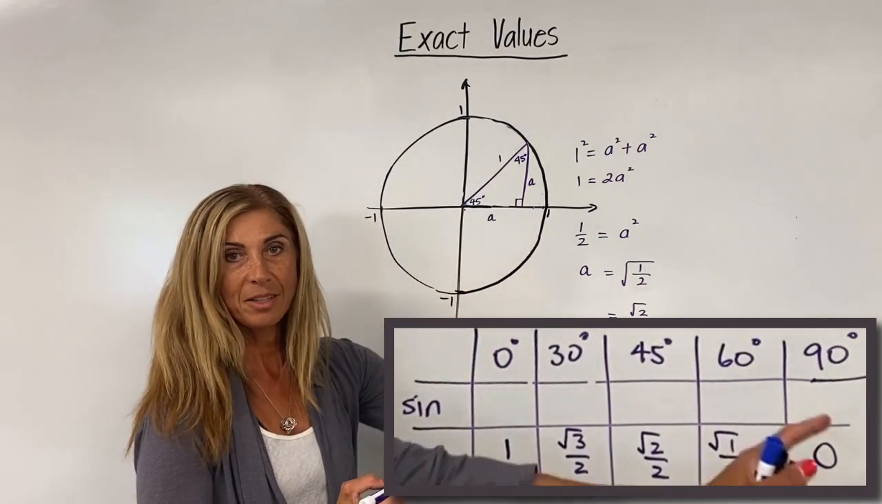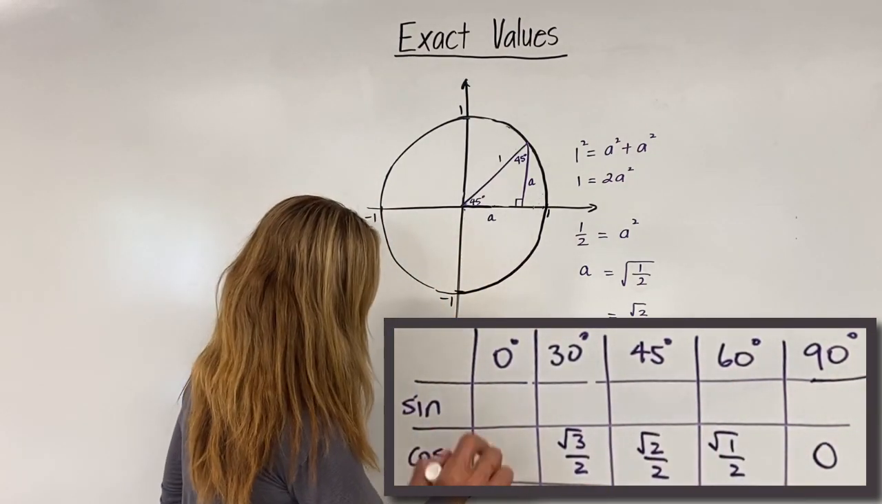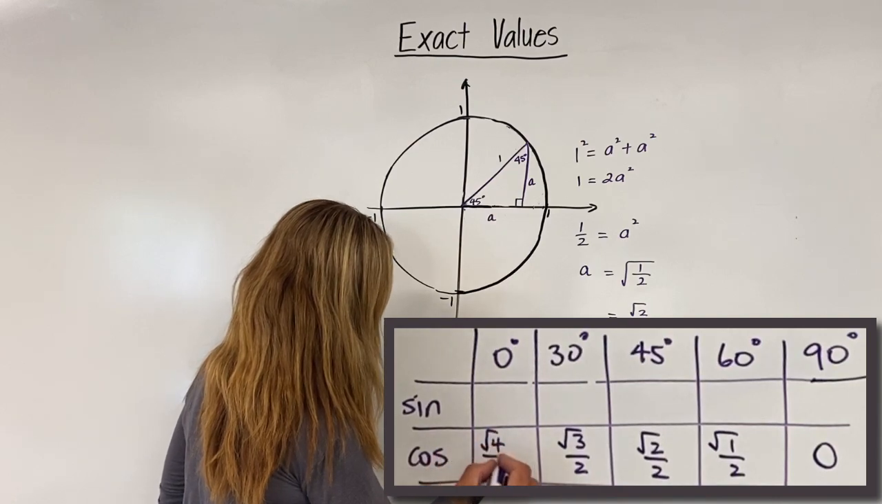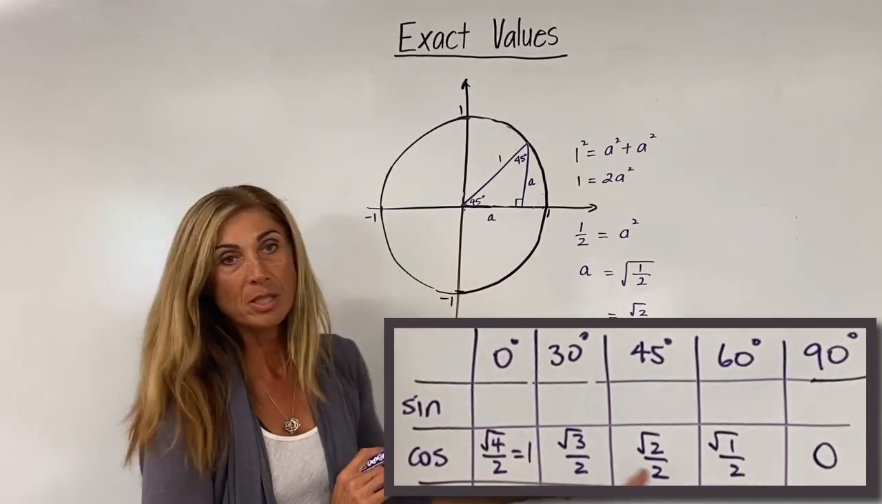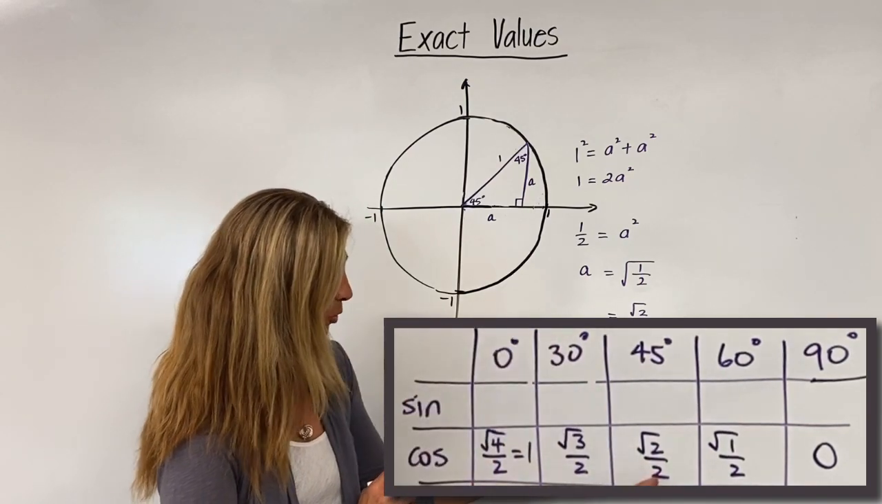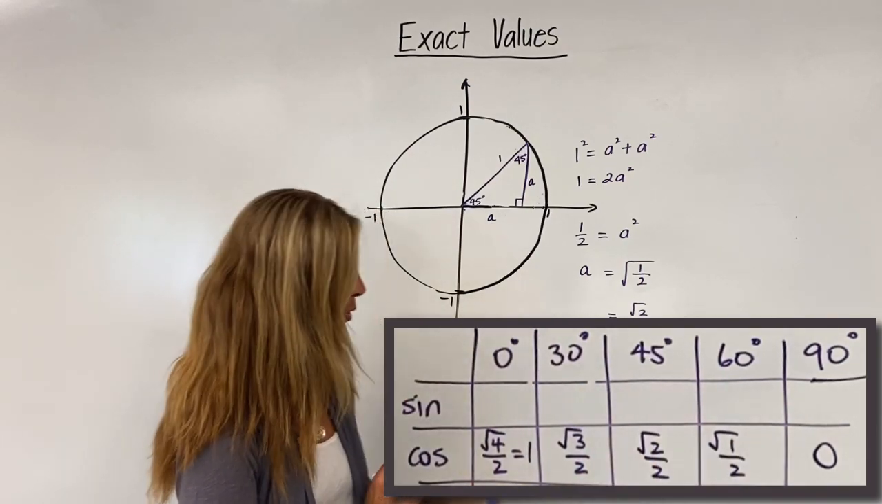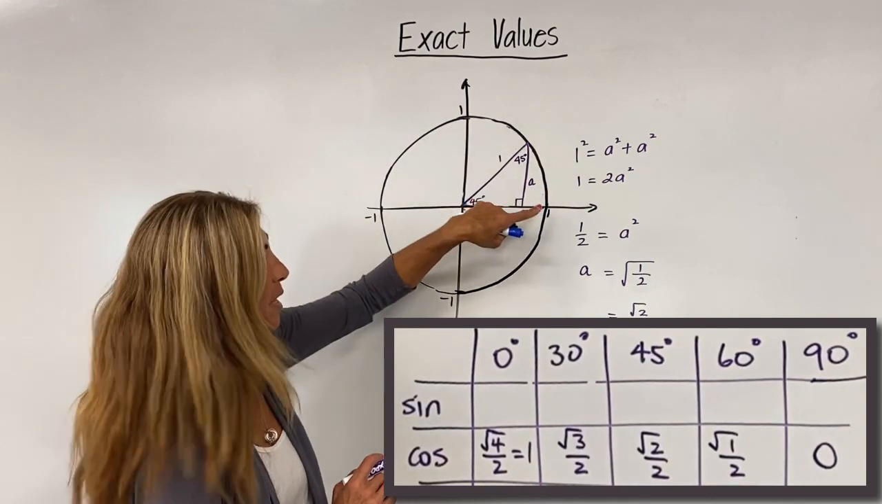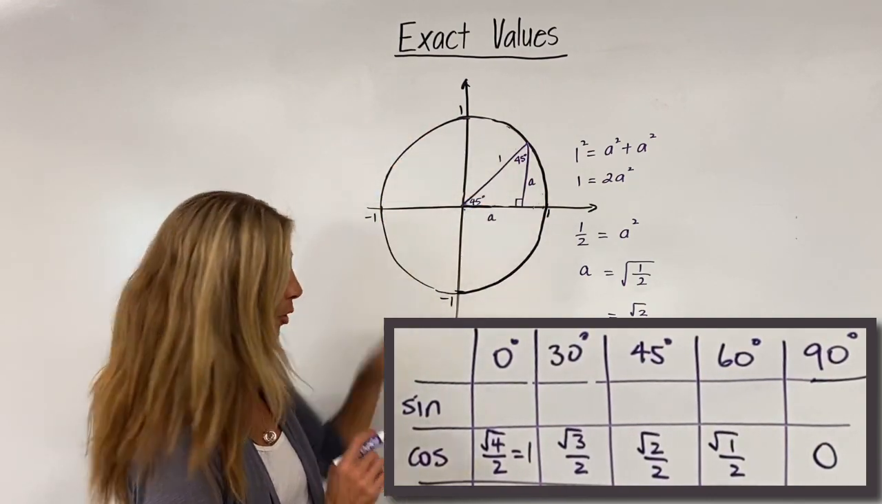Do you see a pattern occurring here? In fact, this 1 could be written as radical 4 over 2. So if you notice, there is a little bit of a pattern going on. Radical 4 over 2, radical 3 over 2, radical 2 over 2, radical 1 over 2, 0. Those were our cosine values because they are decreasing from 1 to 0.